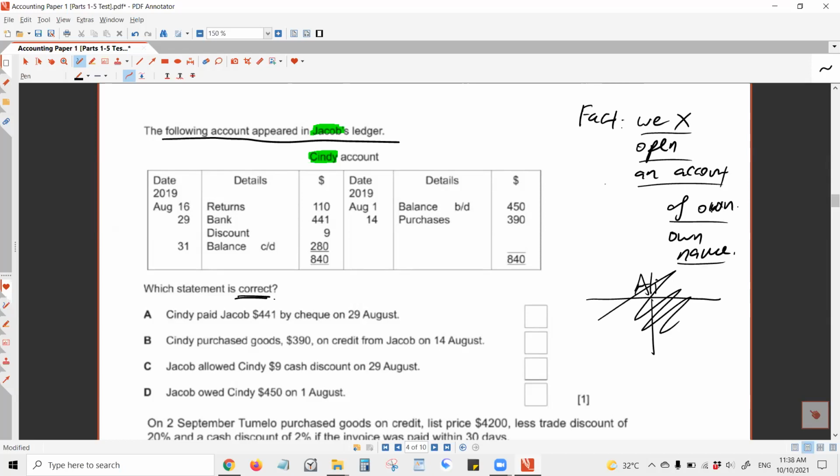So could we be Cindy here? No, we are not Cindy for sure, because we would not open an account of our own name. We are Jacob. Now, the next thing to identify is who is customer and who is supplier. You have to observe Cindy's account and look at the entries, especially the ones in yellow. So how does this entry come about? It comes about by crediting Cindy and debiting purchases.